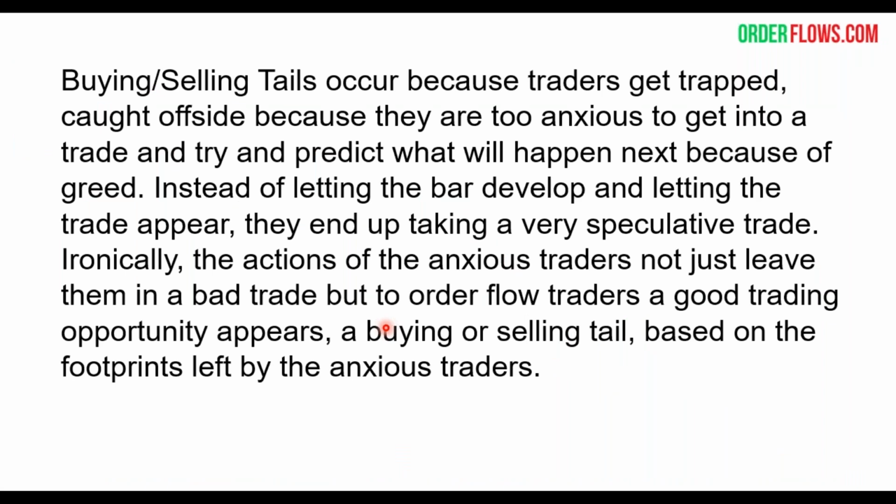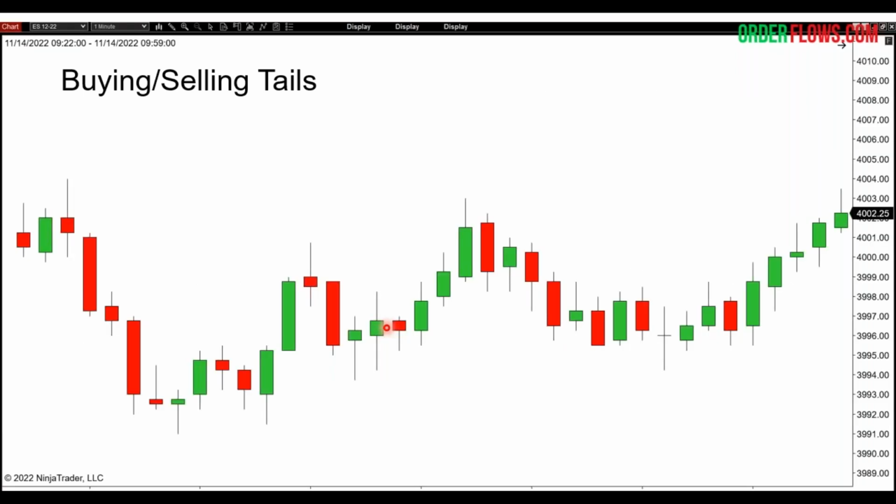Now, the second one I'll talk about is buying and selling tails. So there's buying tails or selling tails. And they occur because traders get trapped in the market. They get caught offside because they're too anxious to get into a trade and try to predict what will happen next, because of greed, basically. They're getting greedy in the market. So instead of letting the bar develop and letting the trade appear, they end up taking a very speculative trade. And ironically, the actions of these anxious traders not only leave them in a bad trade, but to order flow traders, a good trading opportunity appears, a buying or selling tail. And again, it's based on the footprints left by these anxious traders.